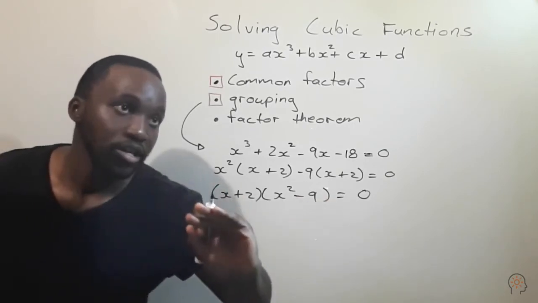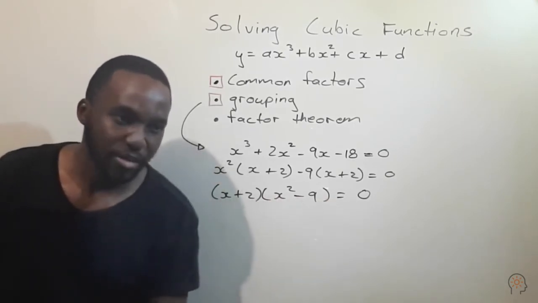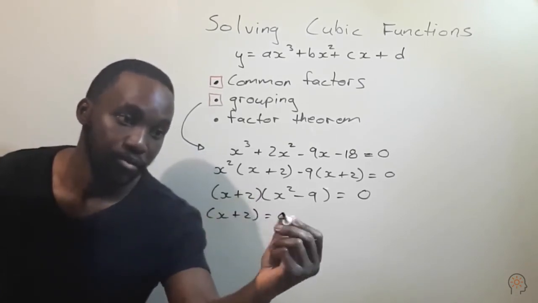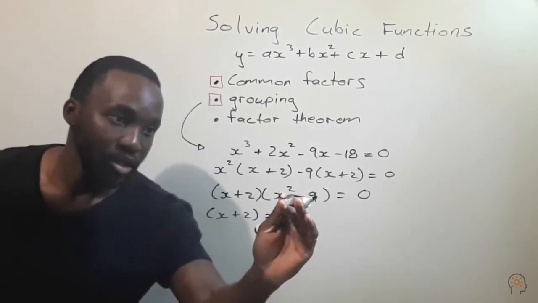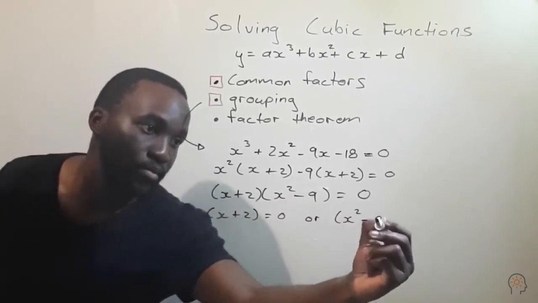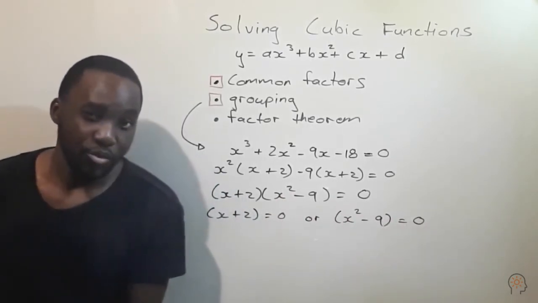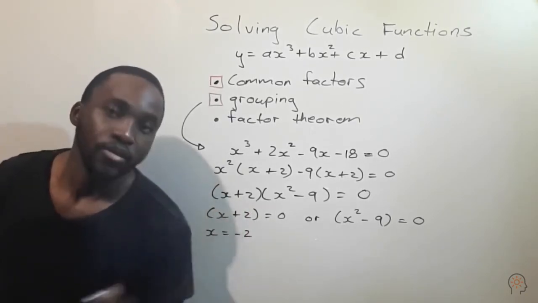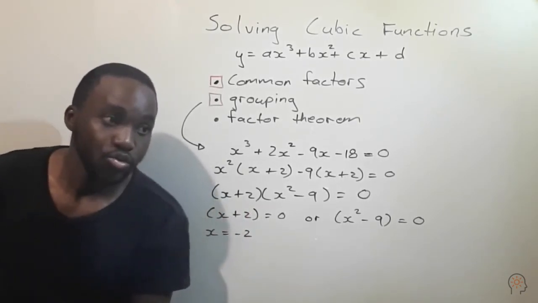This being factorized, you can now easily solve for x, because it just means that your first bracket, you're going to equate it to 0. Your second bracket, you're also just going to equate that to 0. So solving for x here, we know that it is equal to minus 2.